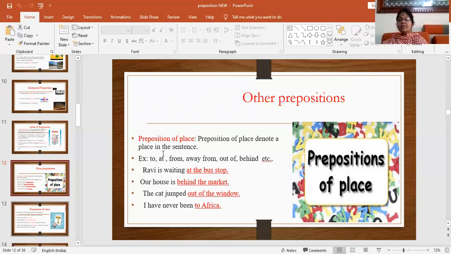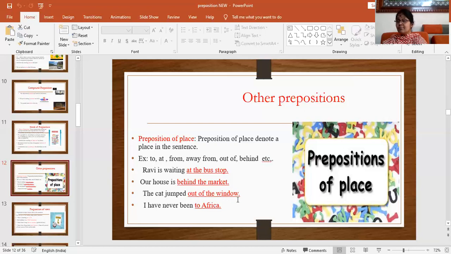Say, Ravi is waiting at the bus stop. Which is our preposition? At. At where? The bus stop. The place is bus stop. Our house is behind the market. Which is the preposition in this sentence? Behind. Behind what? Behind the market, right? The cat jumped out of the window. Where?